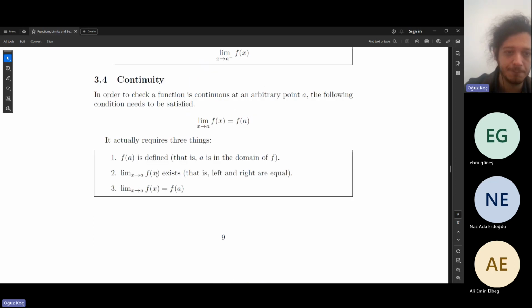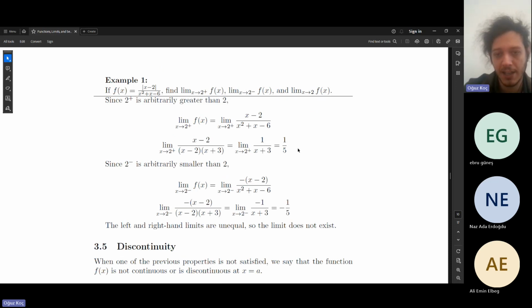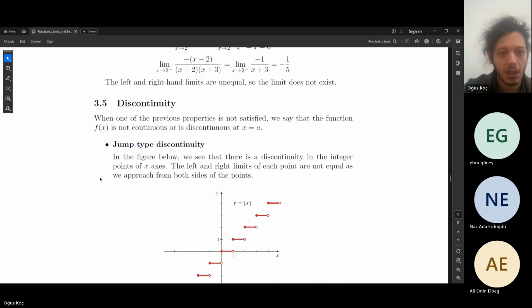As we see in the continuity checks, the second part says that the left and right-hand side limits have to be equal. In this situation, we have 1 over 5 as the right-hand side limit, and we have minus 1 over 5 as the left-hand side limit. Therefore, they are not equal. Therefore, we can say that the limit does not exist.